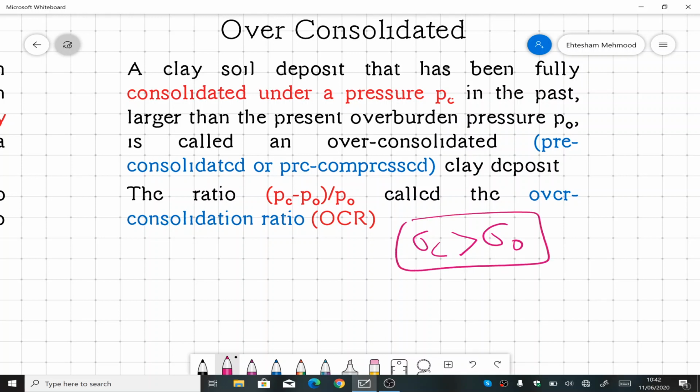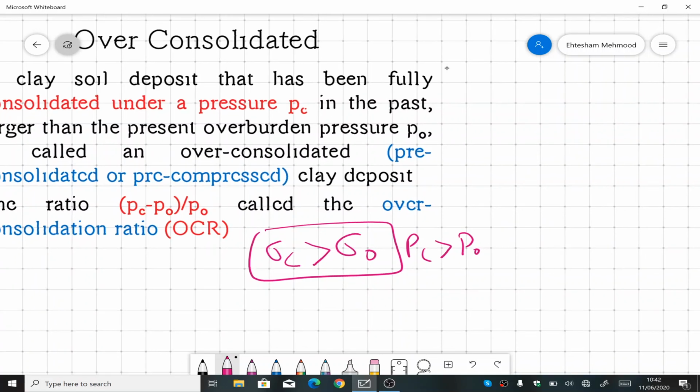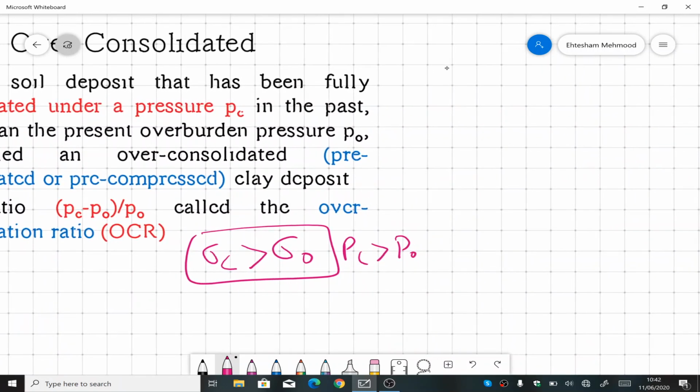So what does that mean? Or in other words, PC is greater than P naught. So that means in the soil that we are going to do construction on, it has been loaded previously in its past, and for some reason that load has now been removed, but under that load the soil has already been compressed.